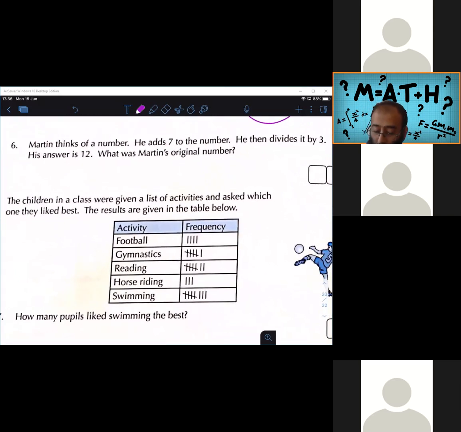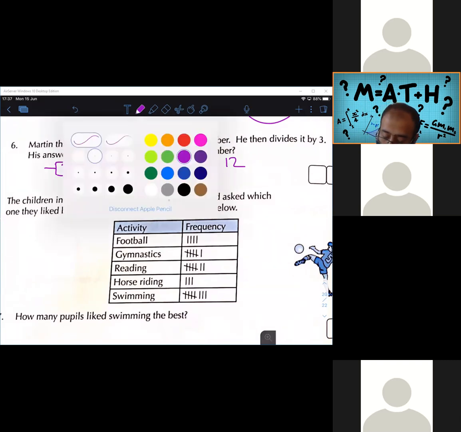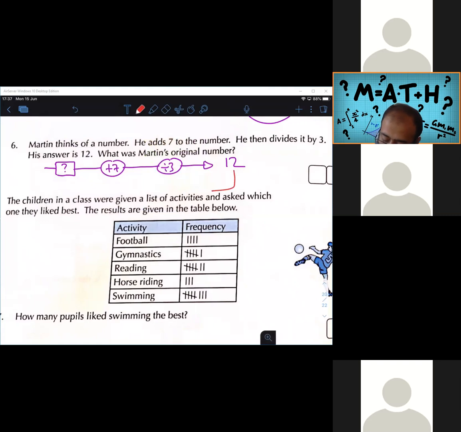Martin thinks of a number. He adds 7. He then divides by 3. I hope you guys are writing this down if you got it wrong. His answer is 12. This is called a function machine. So we are converting the question into a function. Let's reverse now. The opposite of divide by 3 is times by 3. Add 7 is minus 7. And that will give you the missing number.